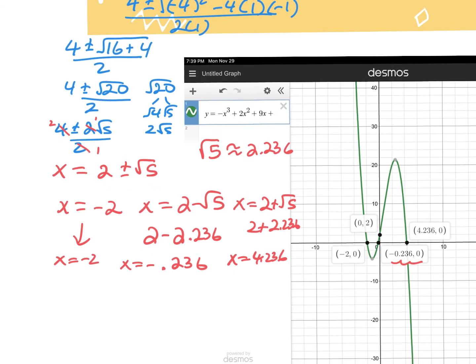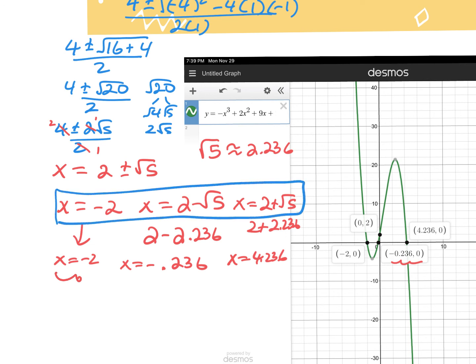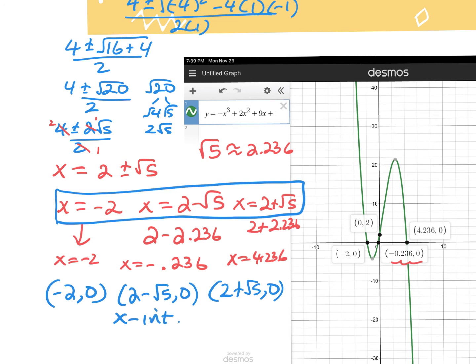So again, written as ordered pairs, we already saw it in the Desmos graph. However, that would be the decimal version, but on the test, I want to see it in simplest radical form. So if it asks you to list the zeros, you're going to list them this way, in radical form. If it asks you to list them as x-intercepts, remember we turn them into ordered pairs: -2, 0; 2 minus square root 5, 0; and 2 plus square root 5, 0. These would be the x-intercepts.